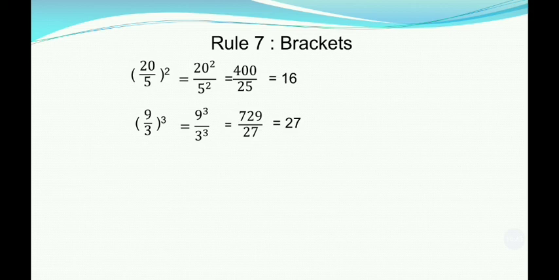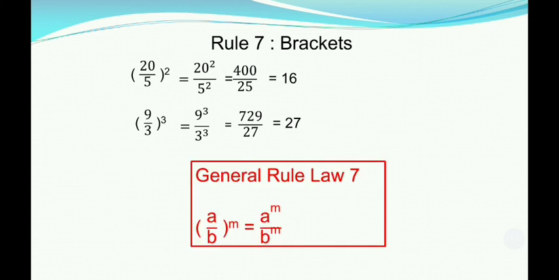You can follow another method here. For the first example, it is 20 by 5 whole square. You can just divide 20 by 5. That is 5 ones are 5, 5 fours are 20. So you will get 4 square. 4 square is nothing but 16. And next example, that is 9 by 3 whole cube. Here also you can just divide 9 by 3. That is 3 ones are 3, 3 threes are 9. So it will become 3 cube. 3 cube is nothing but 27. So this is rule number 7. That is a by b whole to the power of m is equal to a to the power of m divided by b to the power of m.